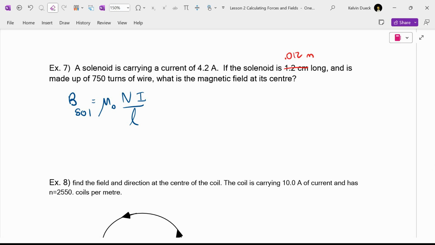Okay. By the way, I would also have no problem giving you the magnetic field and asking you to tell me how many turns of wire do we need, or how big a current do we need, or how long does this solenoid need to be. But this is going to be straight plug and chug. It's going to be 4 pi times 10 to the negative 7.